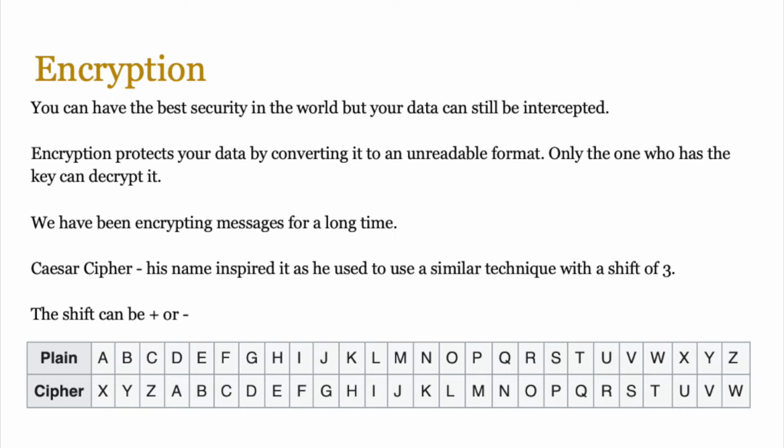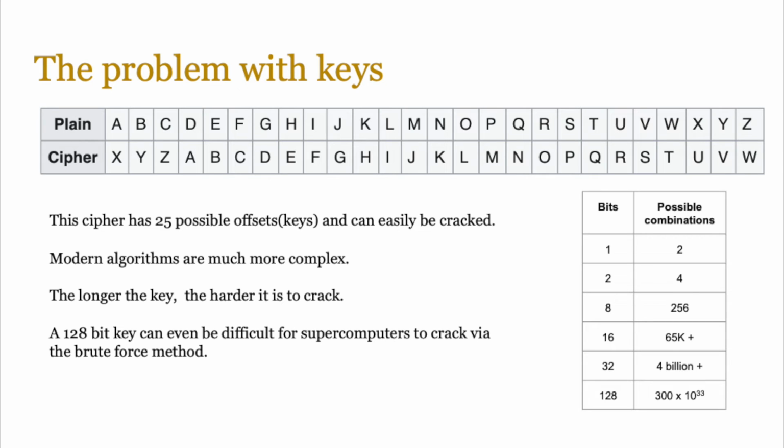I will transmit this data and the interceptor will simply get YXA, not the original message, because they might not have the key. If you want to try this out yourself, you can try encoding your own name using the on-screen key and see what you get. However, there are problems with this type of key. This cipher has 25 possible offsets or keys which can easily be cracked. So you can try +1, +2, +3, or -1, -2, -3, all the way up to -25 or +25, and you can easily crack the code.